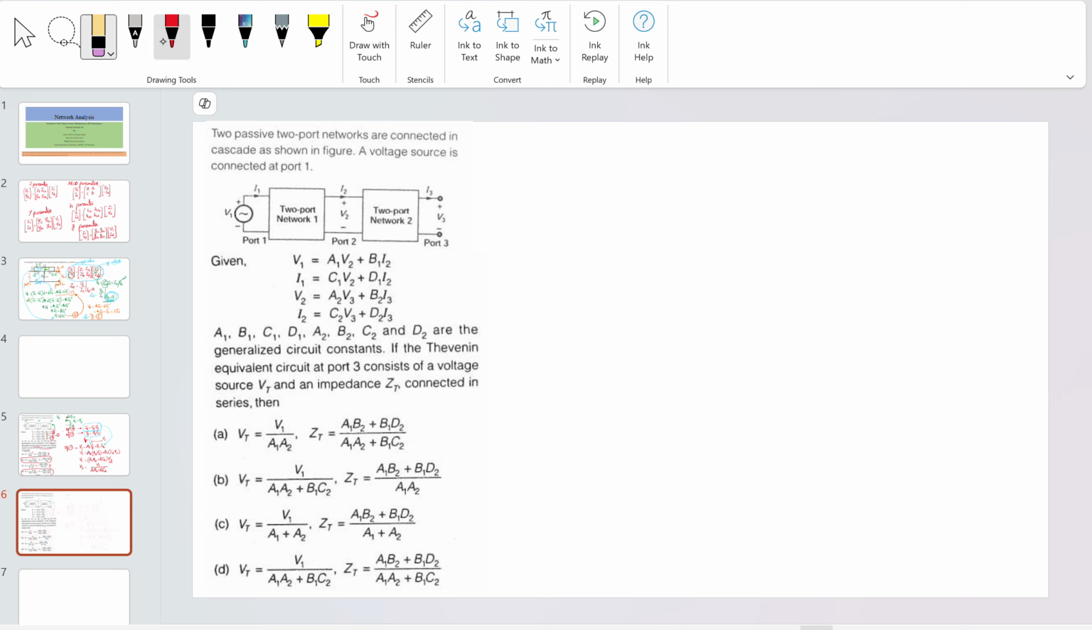It means that from port 1, you have one voltage source here, so you have to short it. Shorting means V1 will be equal to 0. Try to fit in the values, and what is the value of Z Thevenin? Z Thevenin will be equal to V3 by I3, keeping V1 equal to 0. Try to find this value and you will get the answer. Try to solve for the Thevenin voltage. Take your time and let me know if you have any doubt.